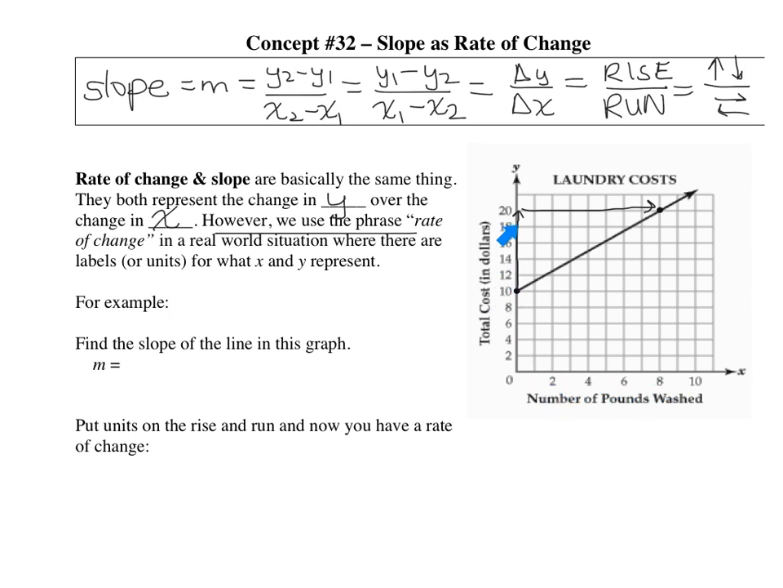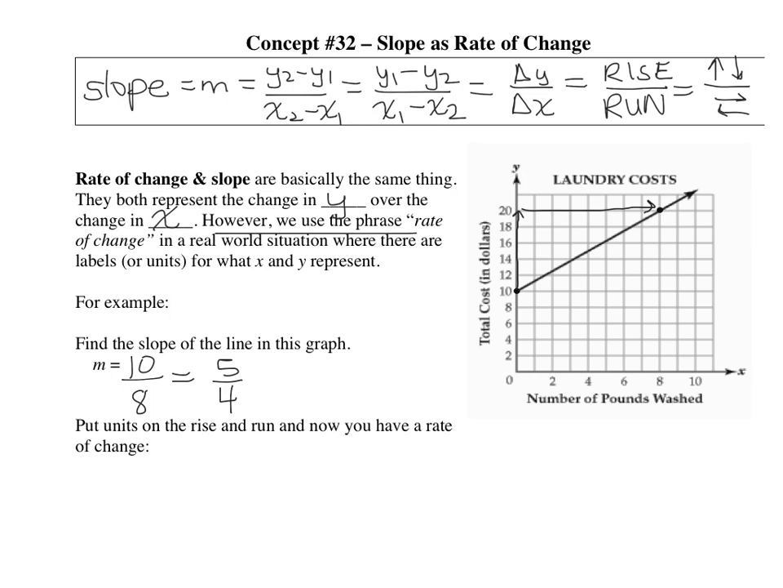So then I'm going up 10 to the right, 1, 2, 3, 4, 5, 6, 7, 8. So I would say that my rise is 10 and my run is 8, which would reduce to 5 over 4. So now that's the slope. The slope is the rise over the run.